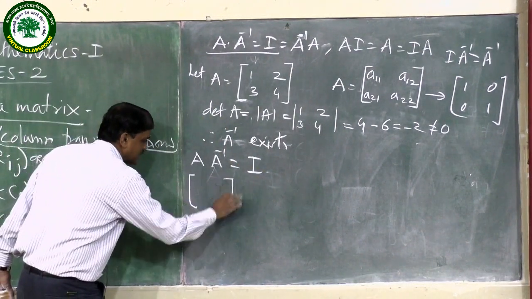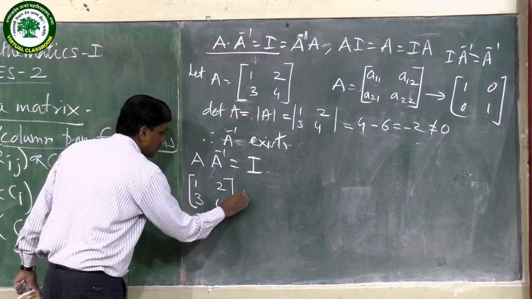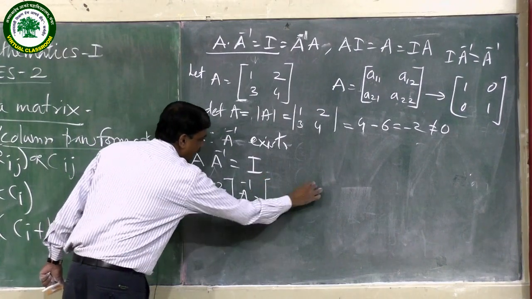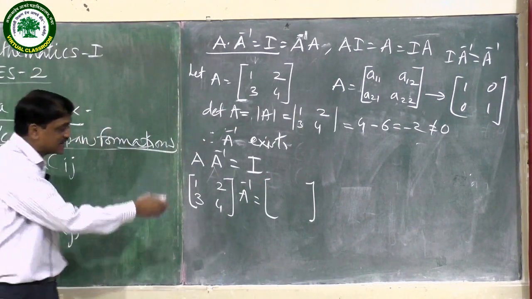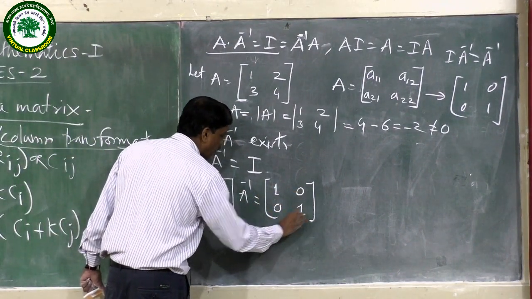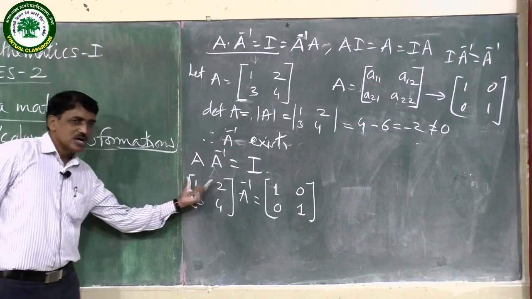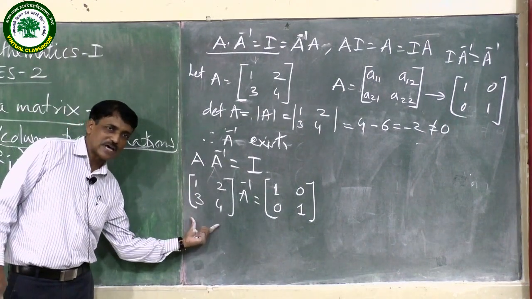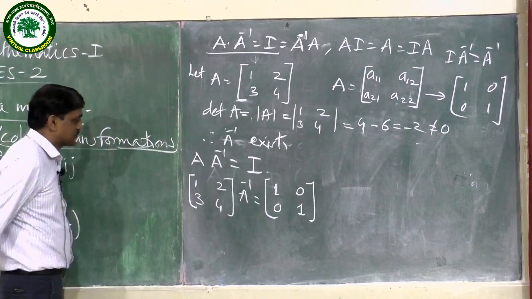So our A is [1 2; 3 4], and A into A inverse is equal to I. What is our I? This is a matrix of order 2 by 2, a square matrix. So I is also of order 2 by 2, [1 0; 0 1]. Now perform row transformations on this matrix so that it converts into matrix I. So what are the steps?